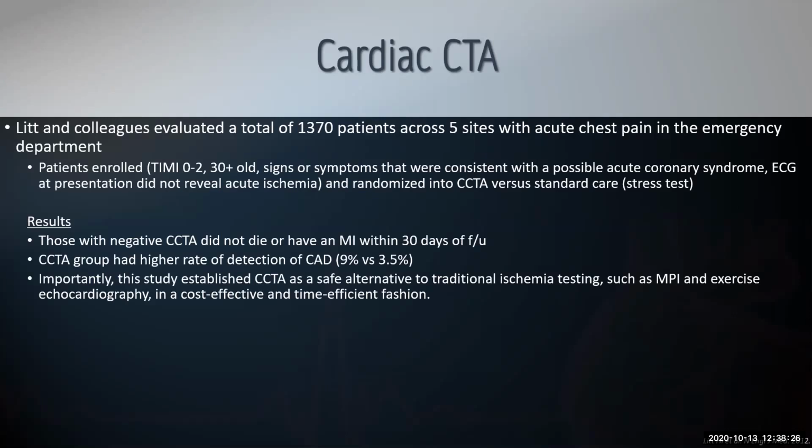I'm not going to go through the study. This is kind of another similar study where they looked at about 1,300 patients specifically with acute chest pain in the ER. And what they found is that those with a negative coronary CTA did not die or have an MI within 30 days. So it had a very good negative predictive value. The CTA group did have a higher detection of coronary artery disease. Whether or not that was a mortality or morbidity benefit is up for discussion. But the study established that it's a safe alternative for ischemia testing.